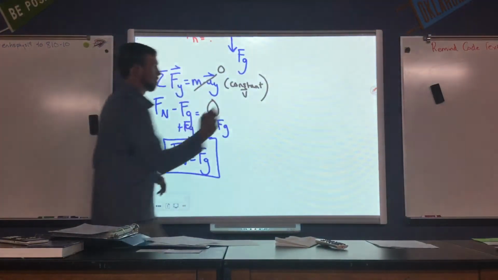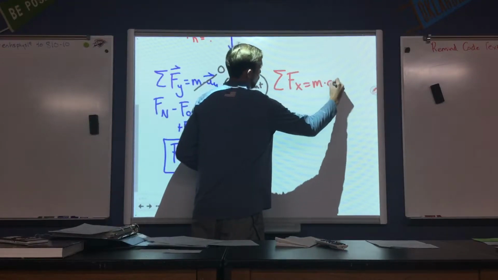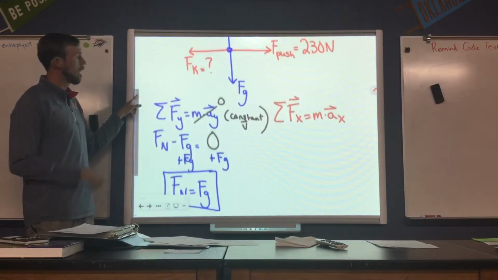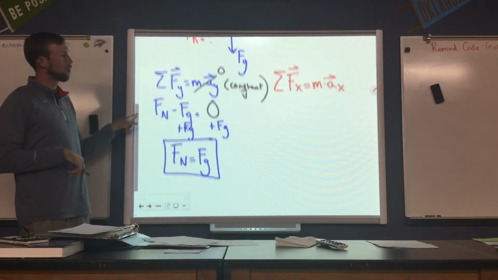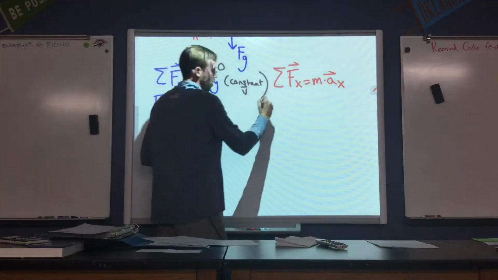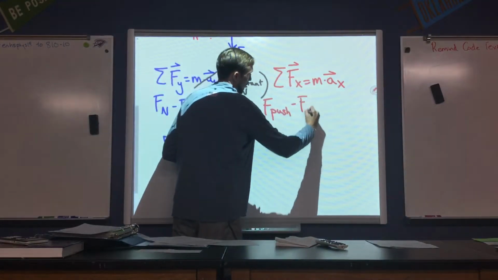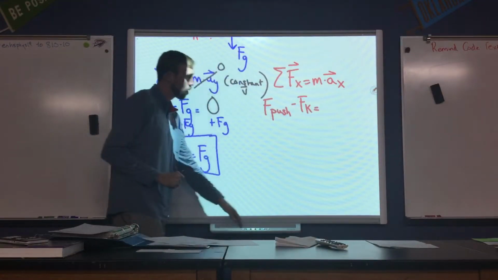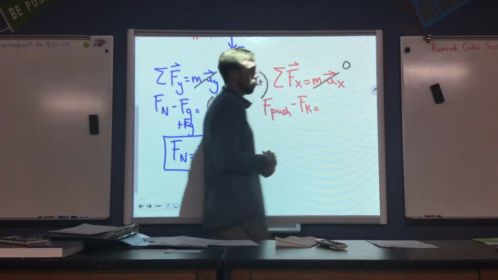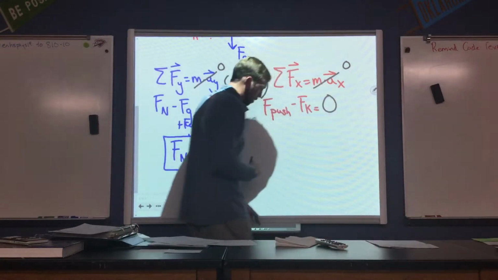Now we'll look at the x direction. So the sum of forces in the x direction is equal to our mass multiplied by acceleration in the x direction. And in the x direction, we also have two forces, our push force and our force of kinetic friction. I'm going to say the push force is positive because it's to the right, which is our typical positive convention. So Fp, or F push, minus Fk is equal to, well, again, we're told the object is moving at a constant velocity, so acceleration is 0, and anything times 0 will just give us a value of 0. So Fp minus Fk equals 0.